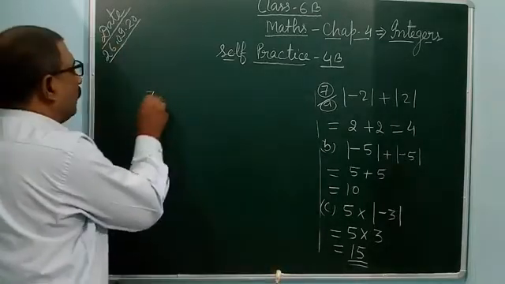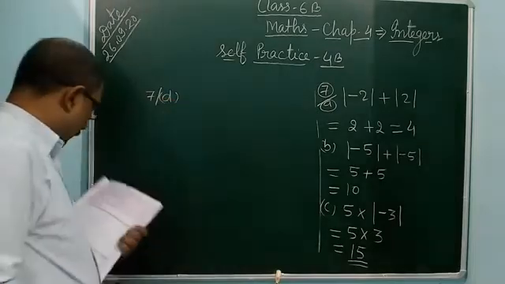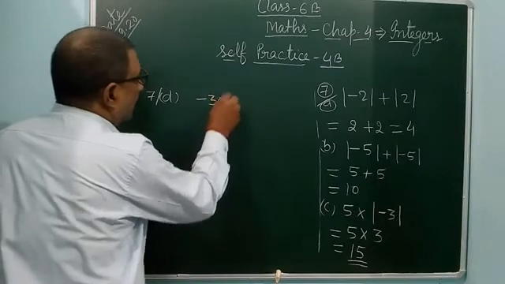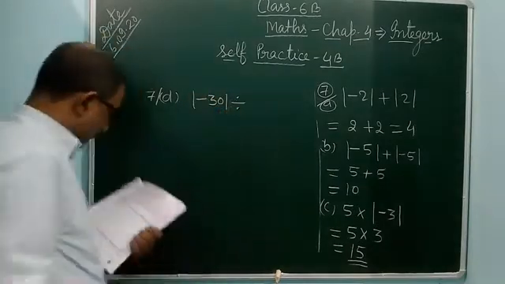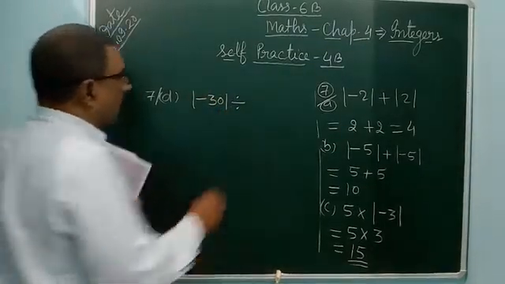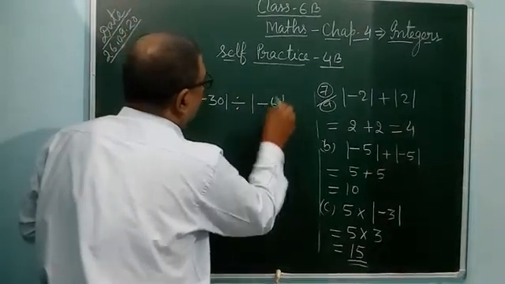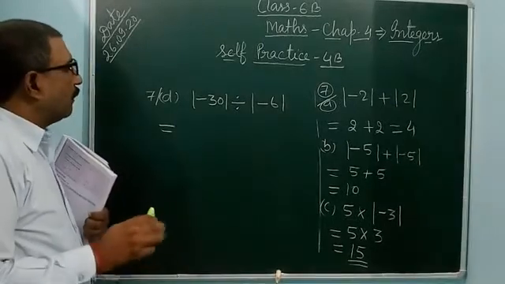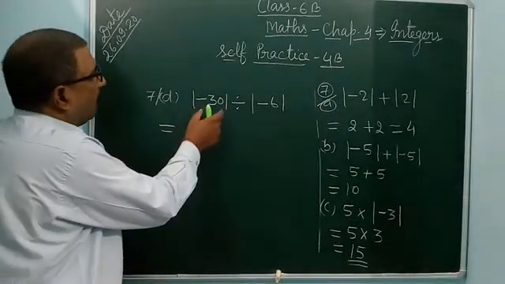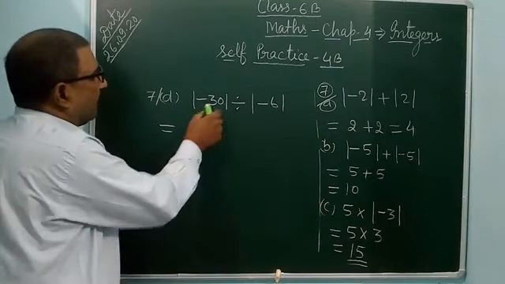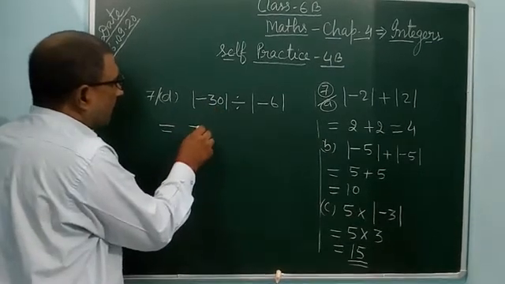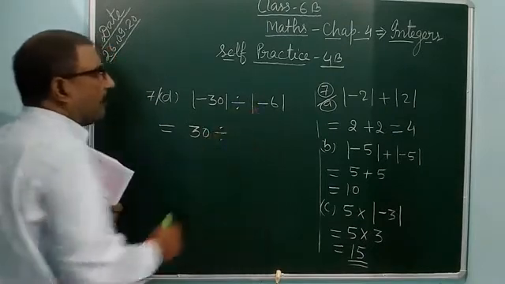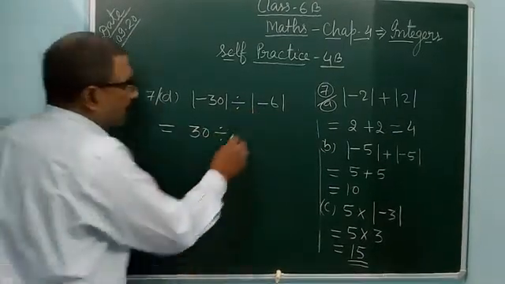After that, question number 7D. -30 in mod divided by -6 in mod. How can you do it? Firstly, remove mod and write the result. So -30 in mod will be positive, which means 30. Divide by the result of -6 in absolute value, 6.